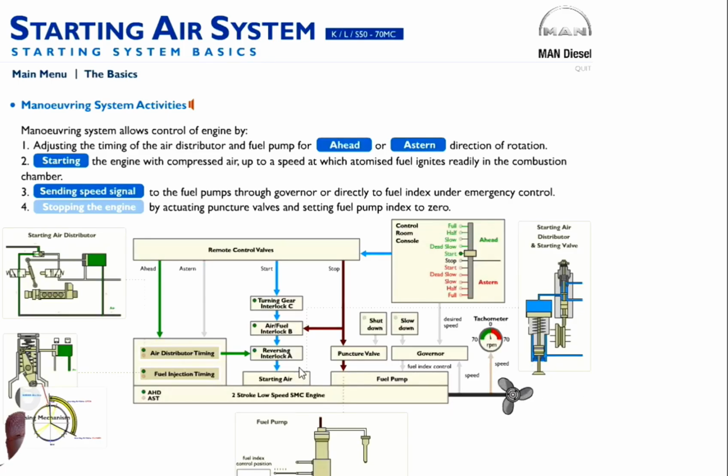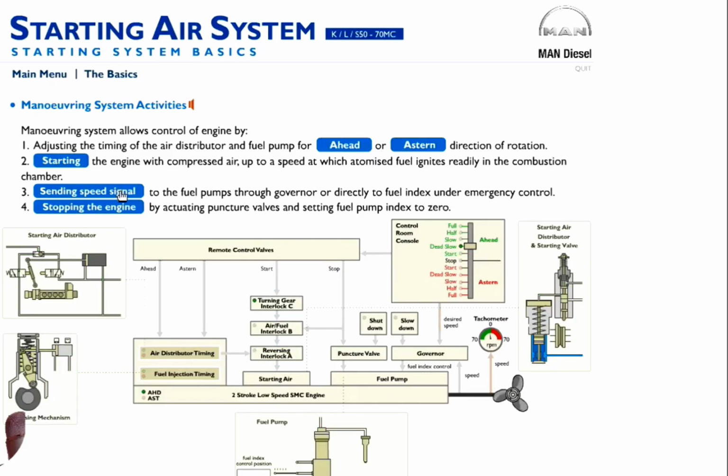Now our reservoirs are almost empty, so we give the speed signal from the control room console. We will set to dead slow, and a signal will go to the governor, and the governor will deliver to the fuel pump, so we will have an injection. Let's see. Okay, we give dead slow, desired speed, slow, half, and now we have ignition here, we have injection.